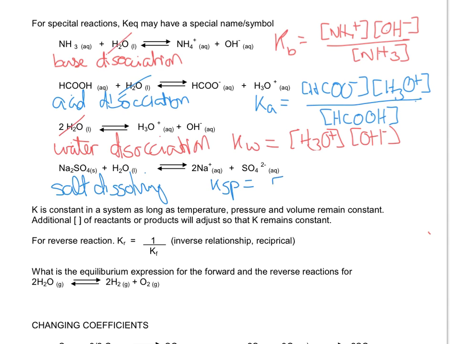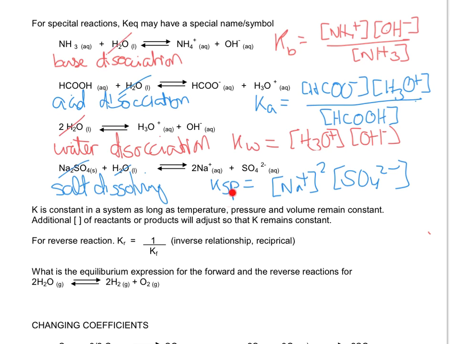As always, it's the concentration of the products over reactants raised to the power of their coefficients. So concentration of Na plus squared times the concentration of the SO4 2 minus. And then we don't include the Na2SO4 because it's a solid. We don't include the water because it's a liquid. This is called KSP. Stands for solubility product constant.